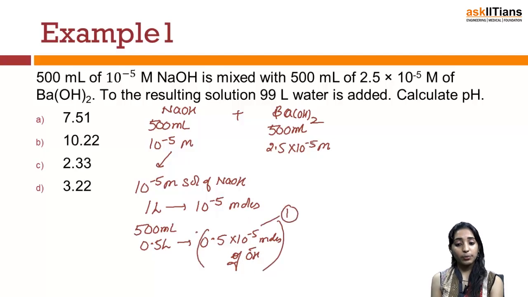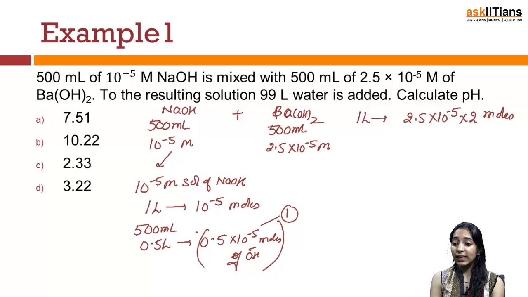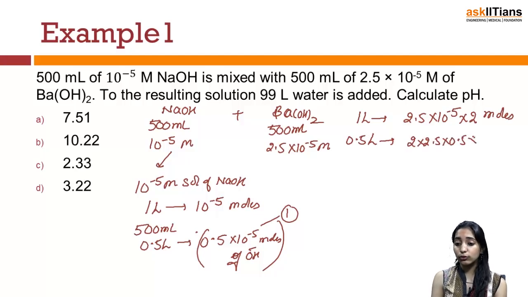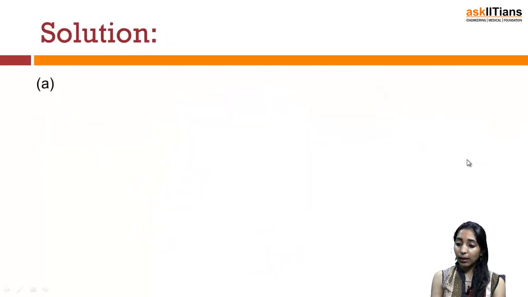So let's call it statement number 1. If I move over to Ba(OH)2, I can say 1 liter of Ba(OH)2 will give me 2.5 into 10 to the power minus 5 into 2 moles of OH minus, because 1 Ba(OH)2 will give you 2 moles of OH minus, being a strong base. So if I am starting with 0.5 liters of Ba(OH)2, I will get 2 into 2.5 into 0.5 into 10 to the power minus 5 moles. Let's call it statement number 2.